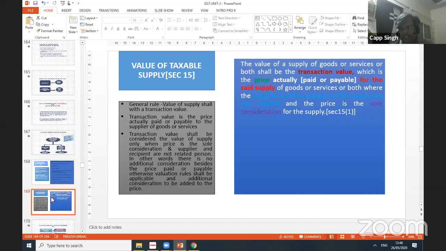Suppose I am supplying a mobile of a particular brand and particular specification to our customers for 15,000, and I have supplied it to my relatives for only 12,000. Although I have received only 12,000 plus GST from our relatives, for the valuation of this supply, 15,000 shall be considered, because 15,000 is the open market value of the goods.